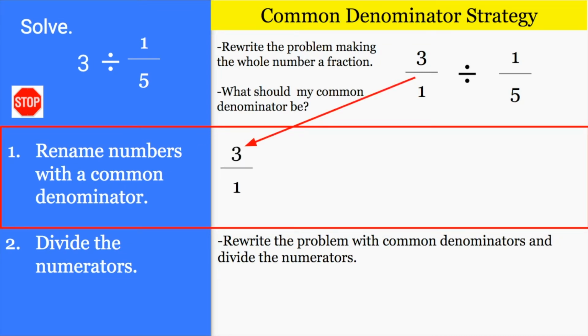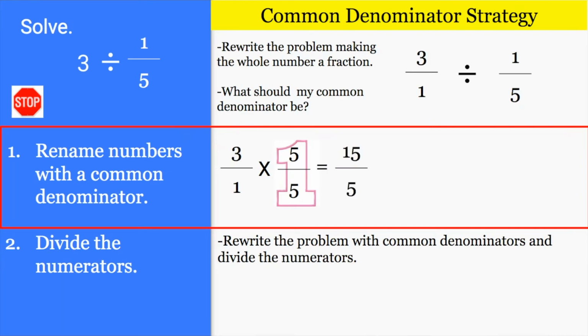Let's rename 3 over 1. Now, I have to multiply by a fraction equal to 1, and I want the denominator to be 5. So when I look at the 1, I'm thinking, oh, the fraction equal to 1 that I want is 5 over 5. When I multiply 3 over 1 times 5/5, I get 15/5.